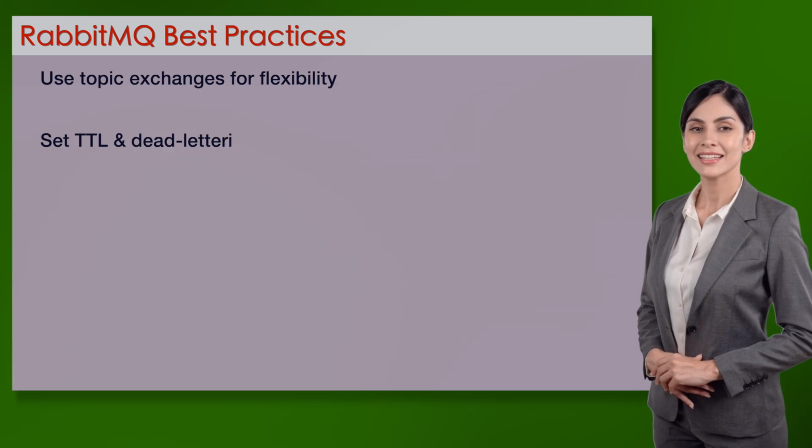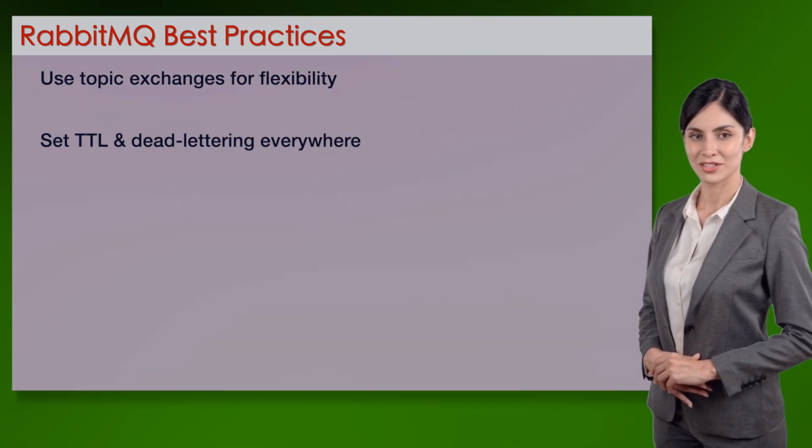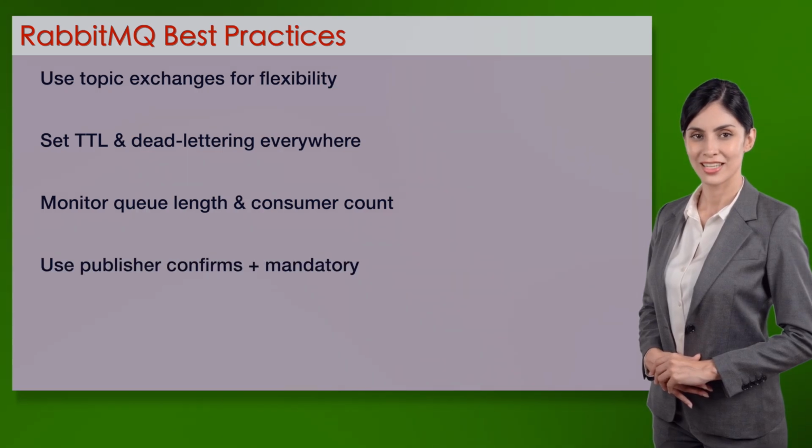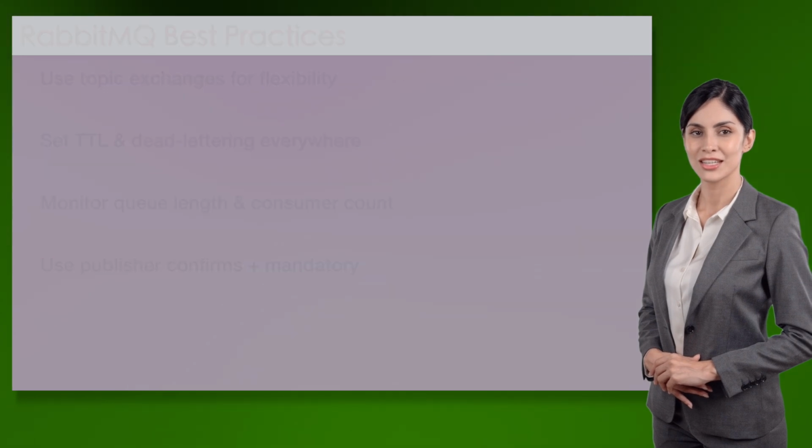RabbitMQ best practices: prefer topic exchanges for future-proof routing. Set TTL and dead lettering on every queue to handle poison messages. Monitor queue length and consumer count to detect backpressure early. Always use publisher confirms with the mandatory flag to ensure messages are routed.